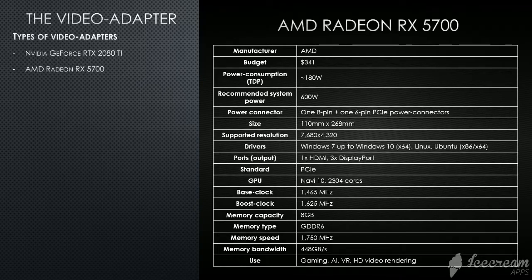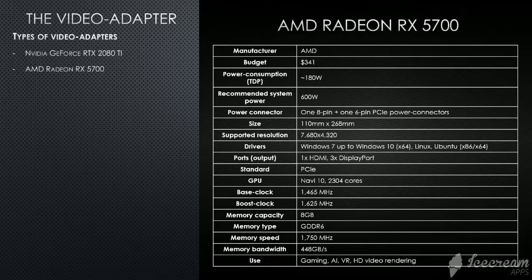The size is 110 mm by 268 mm, and the supported resolution is 8K as well. The supported drivers can be installed on Windows 7 up to Windows 10 and also on Ubuntu and other Linux distributions in both 32-bit and 64-bit. This adapter has 4 ports, 1 HDMI and 3 display ports. The standard is PCIe. The GPU type is Navi 10 and has 2304 cores.